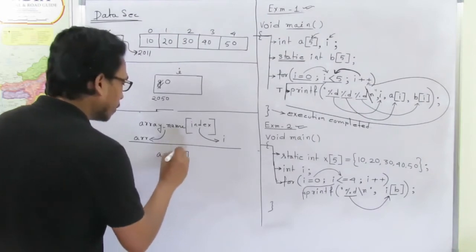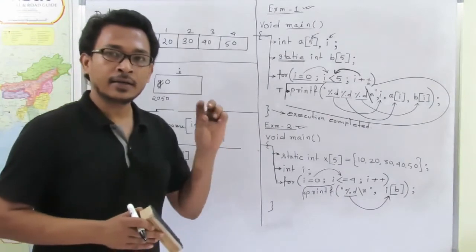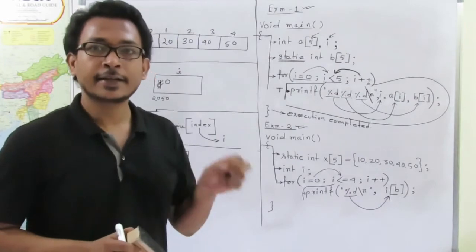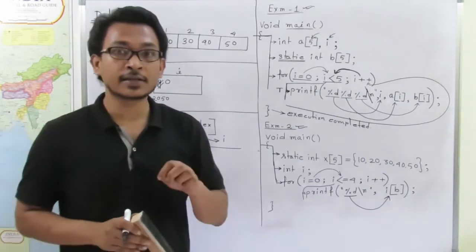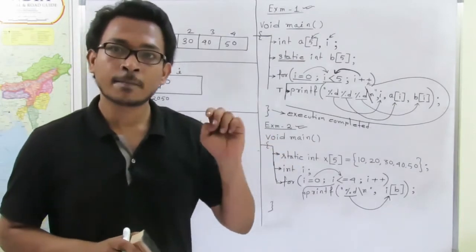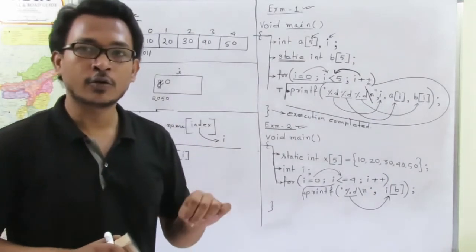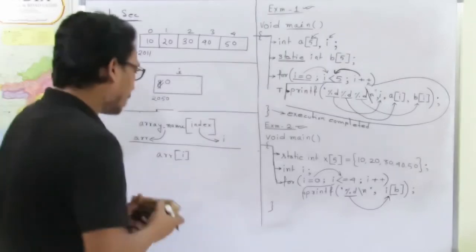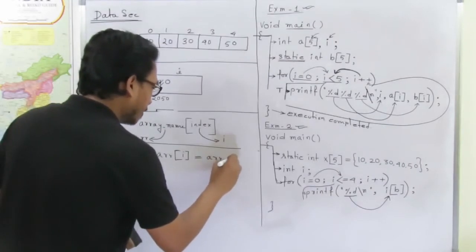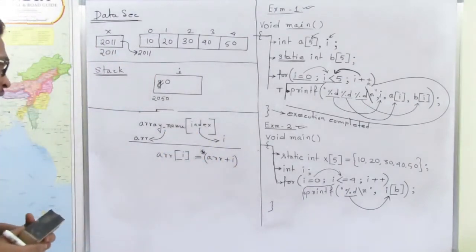ARR[I]. Now look, whenever we use a subscript operator with an array identifier to identify an element of an array, at that time this notation is called array notation, and the system can't work with array notation. The system internally converts this array notation into the equivalent pointer notation. And what will be the pointer notation? The pointer notation of this instruction will be ARR plus I, whole with the indirection operator, that means asterisk.